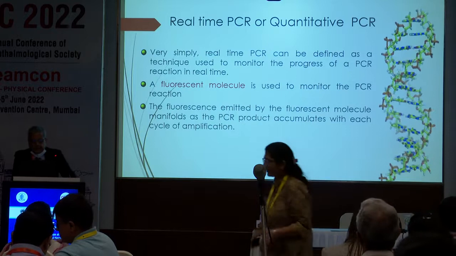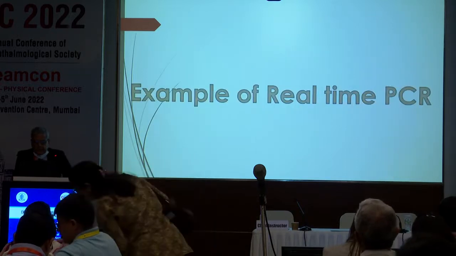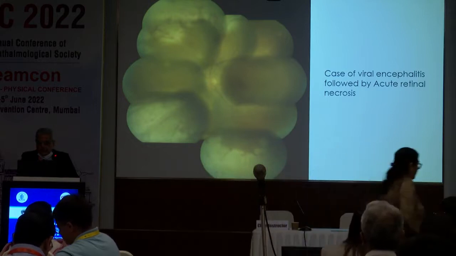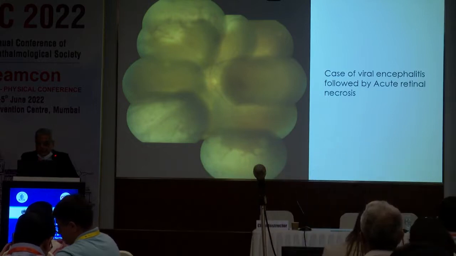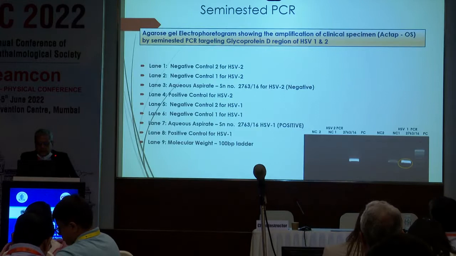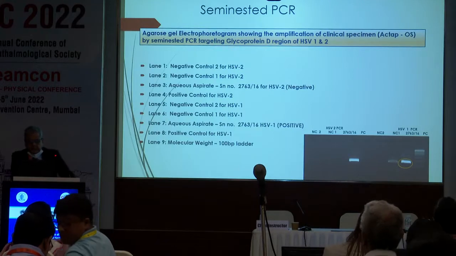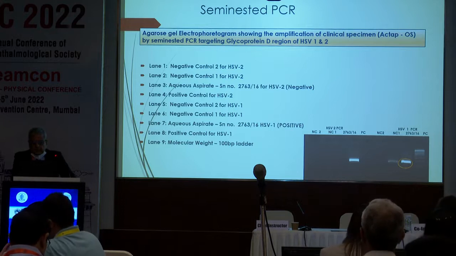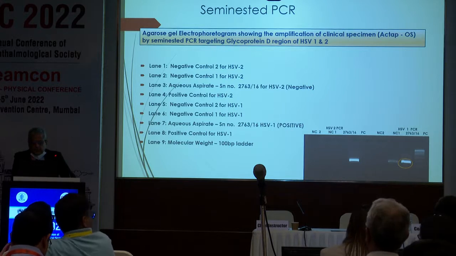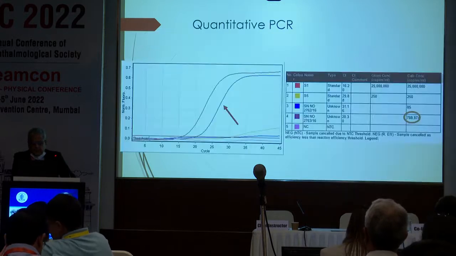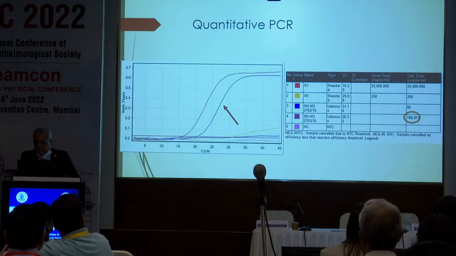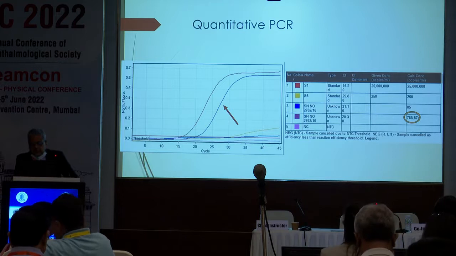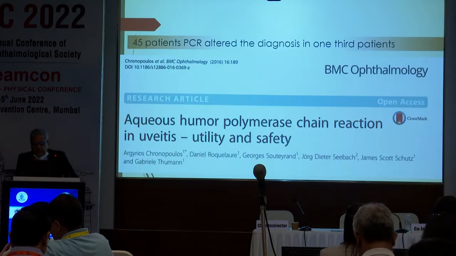Quantitative PCR or real-time PCR can be done where you get the copy number. This is a case of viral encephalitis followed by acute retinal necrosis, and we did agarose gel electrophoresis, in which nested PCR was positive for herpes simplex type 2 and type 1. Quantitative PCR showed 768,874 copies of the DNA.